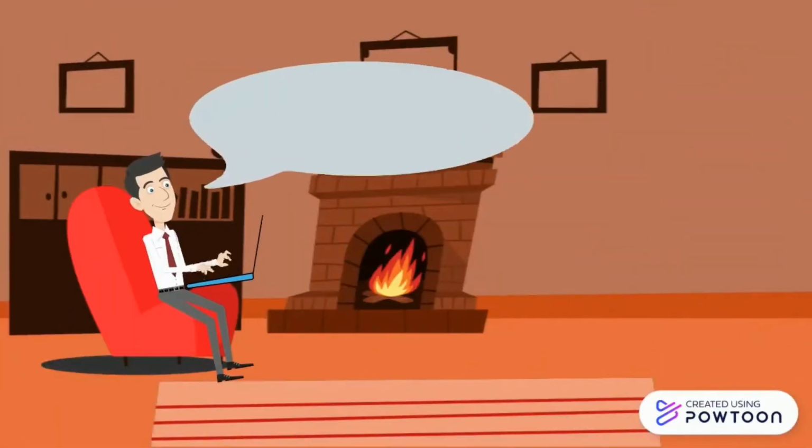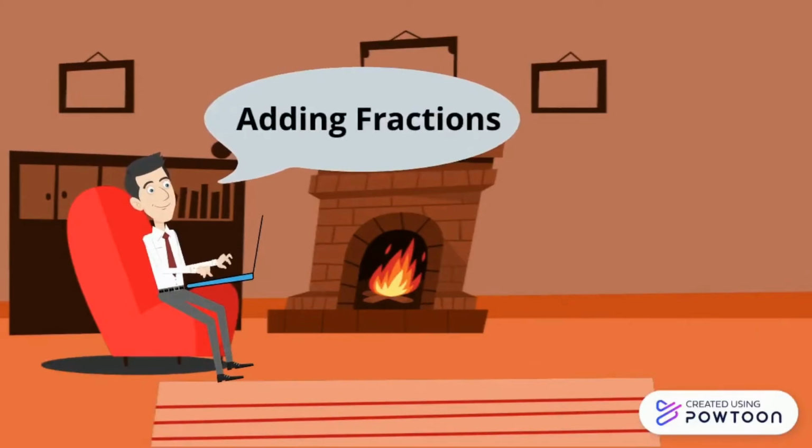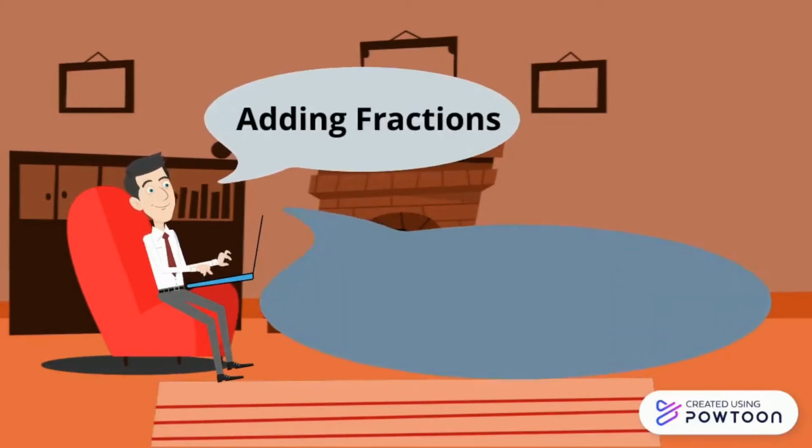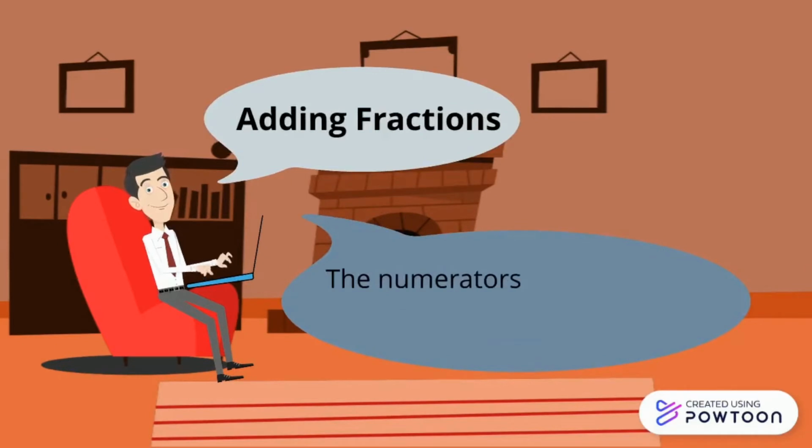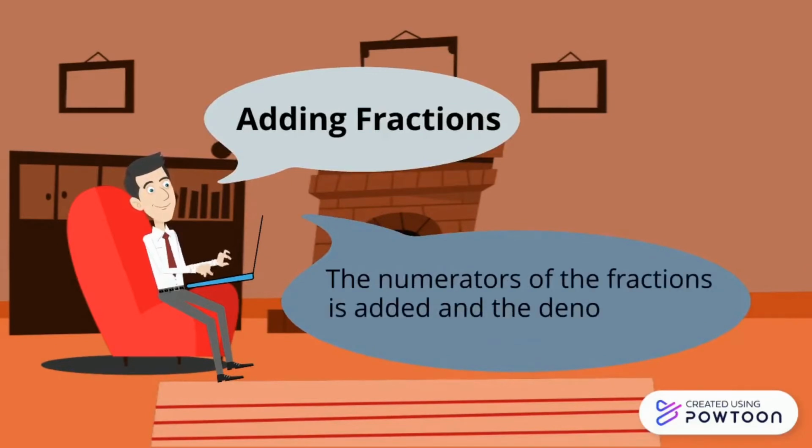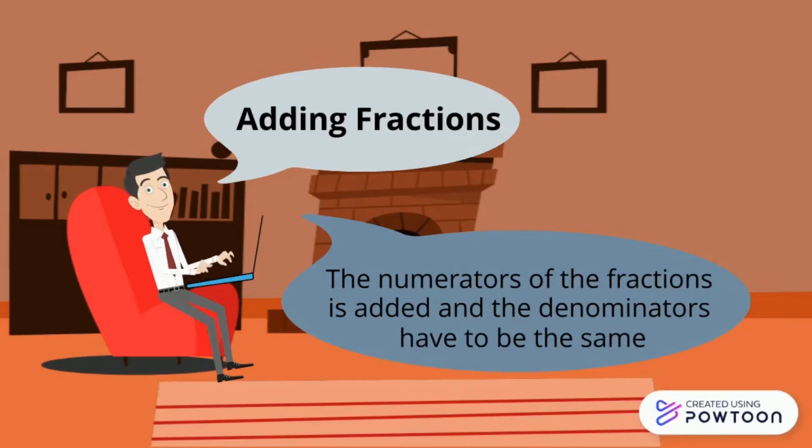Next, let's talk about adding fractions. To add 2 or more fractions, we simply have to sum the numerators of the fractions. But to do that, we have to make sure that the denominators of the fractions that we want to add are the same. If the denominators aren't the same, then we cannot add the numerators of those fractions.